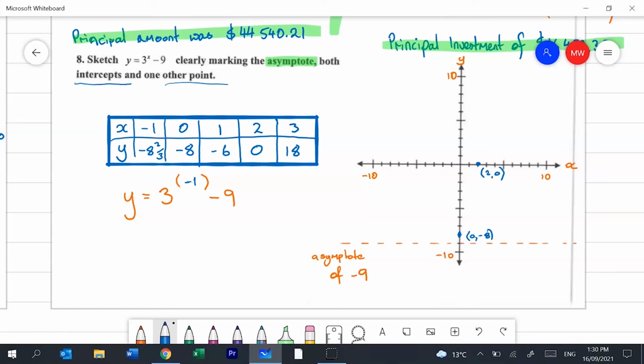And then 3 1/8 is not going to fit on the graph, so the only other logical one to choose, I guess, is 1 and -6. So let's mark that one in as well. So we've got one at 1, -6 here. And it's going to be quite hard to get this last one in, but -1 and -8 2/3 is going to be down here somewhere.